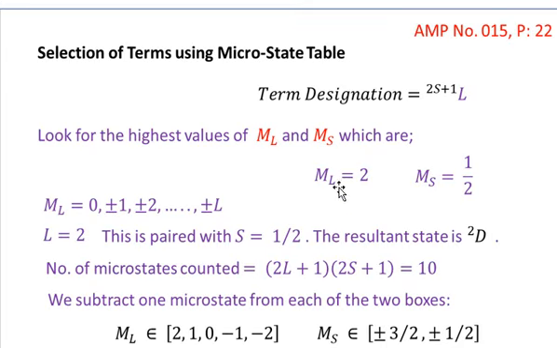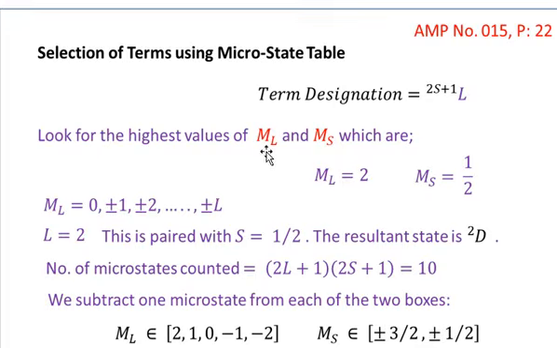So capital ML is equal to 2, capital MS is equal to half. These are the allowed values because we have selected the value of MS is equal to 2 on the basis that it is the highest value. And among the other values for which ML is equal to 2 is allowed, there were two values, plus half and minus half, and I have selected the maximum value which is MS is equal to plus half.